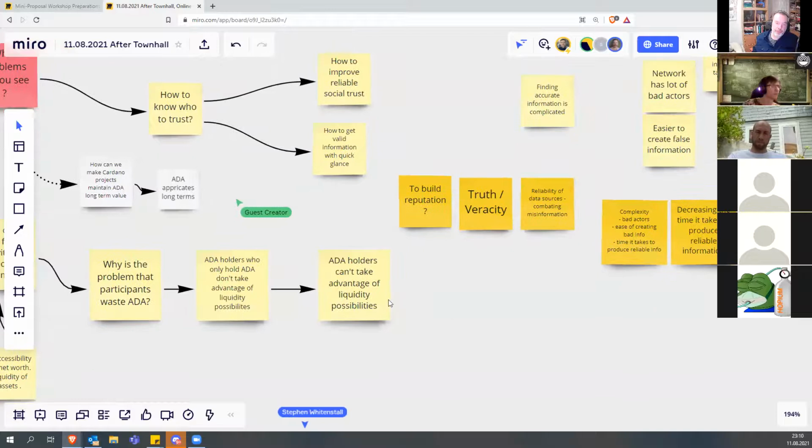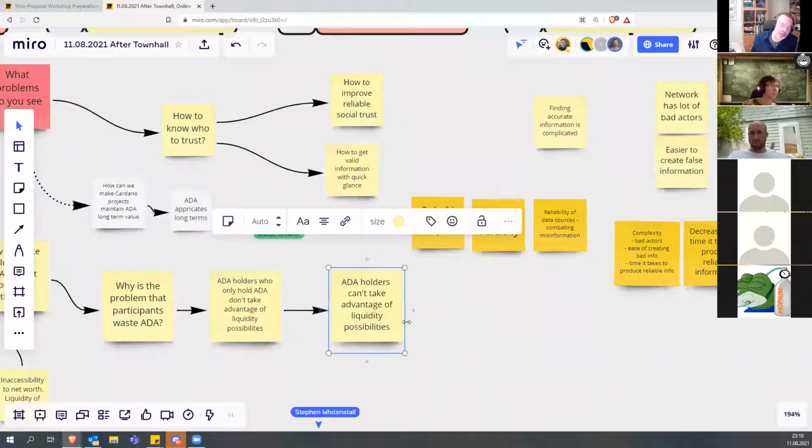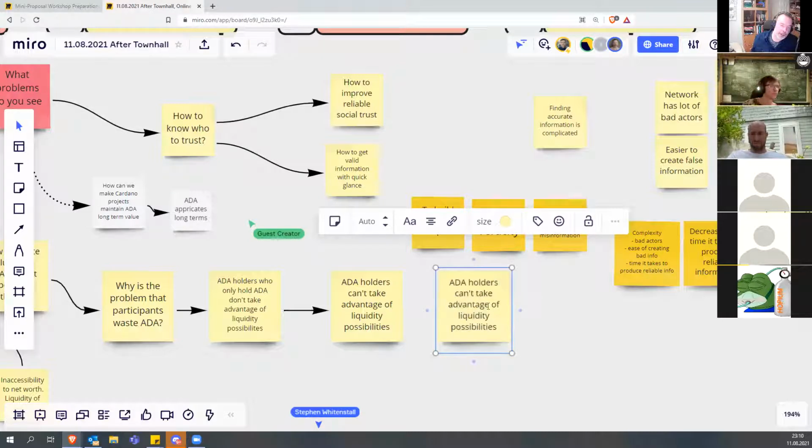Can't take advantage of the transfer of assets. That's maybe more, though it's not quite the same, because liquidity isn't just the transfer of assets. It's the ability to use the currency or the cryptocurrency, not necessarily just in transactions, but beyond staking. When you stake something, you are getting a return, but you're still holding the ADA.